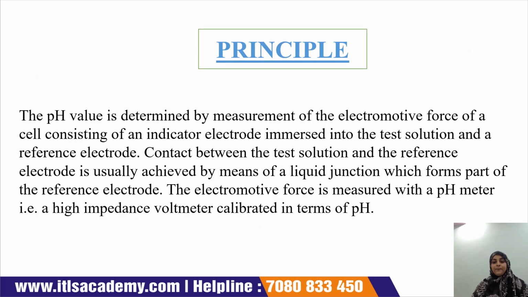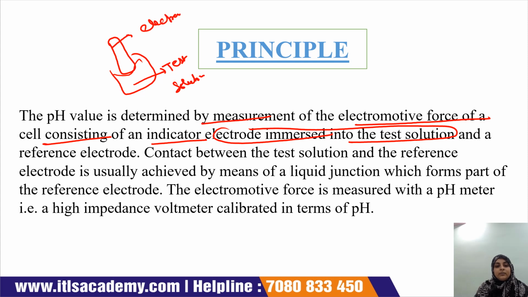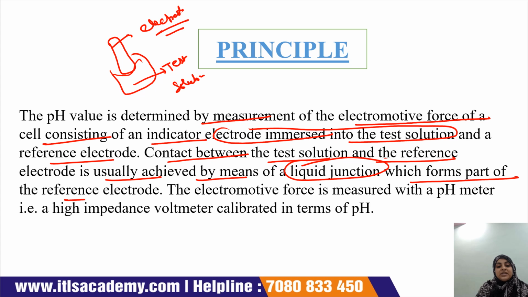Now the next is the principle. The pH value is determined by measurement of the electromotive force of a cell, which consists of an indicator electrode immersed in the test solution, and a reference electrode. Contact between the test solution and the reference electrode is usually achieved by means of a liquid junction which forms a part of the reference electrode.